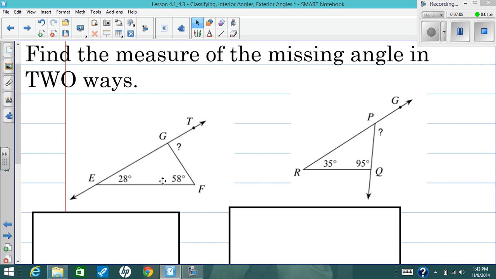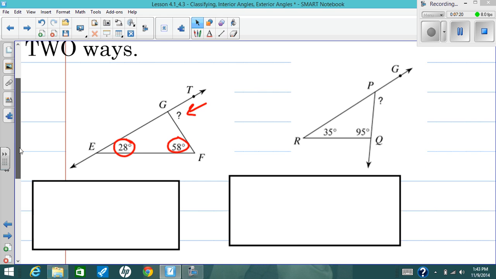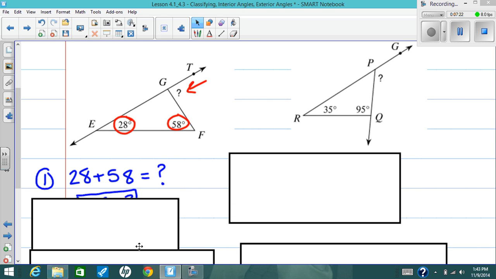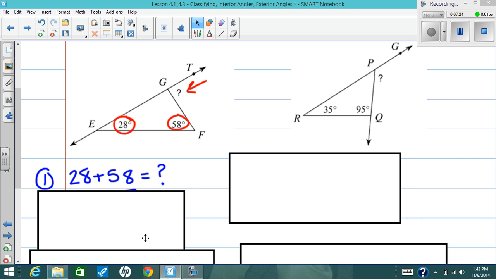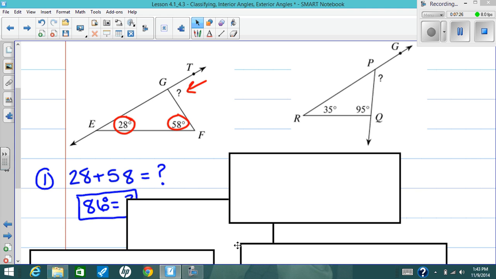So here I have 2 interior angles. They're remote interior. There's an exterior angle is what I'm looking for. So I should be able to, now I'm doing this 2 ways, I can add 28 and 58. Those are the 2 remote interior angles, and that should equal the exterior angle. So 28 plus 58 is 86. So kind of just one step there.